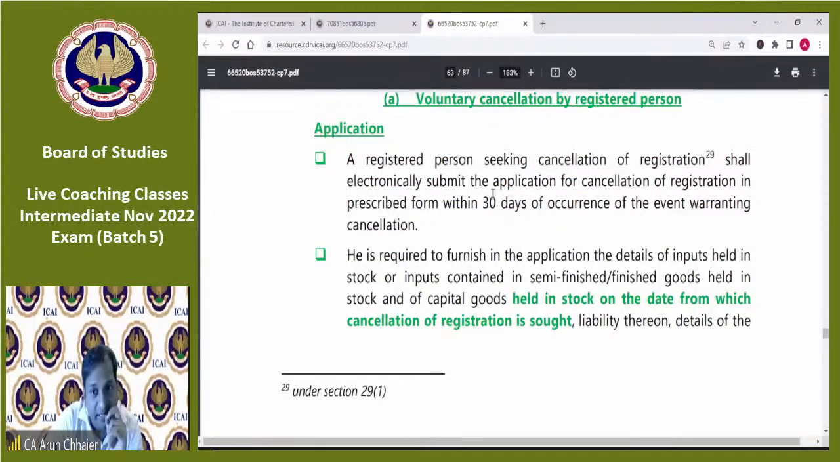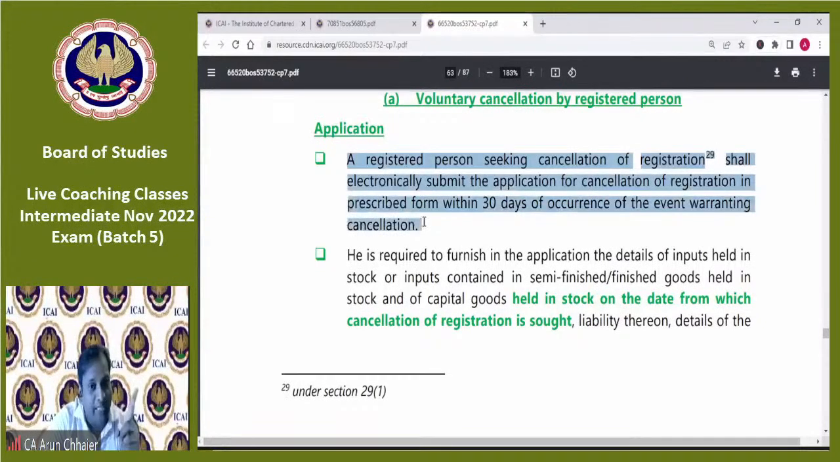A registered person seeking cancellation of registration. So Mr. A would like to surrender his GST, or would like to cancel his GST number, or Mr. A has expired and his legal heir would like to cancel the GST number of his father, shall electronically submit an online application for cancellation within days from the date of occurrence of the event warranting the cancellation. What can it be? Suppose the death of the proprietor or any other situation.